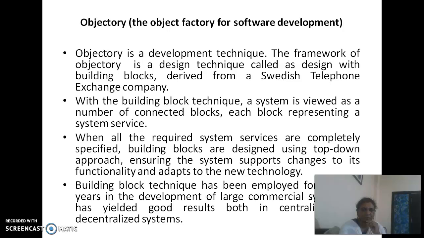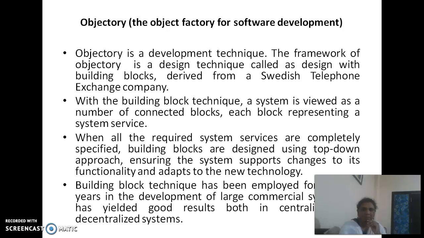Usually we don't use the word factory or manufacturing for software products, but object tree is something which speaks about the object factory for software development. So object tree is a development technique, and the framework of object tree is a design technique called design with building blocks, derived from a Swedish telephone exchange company.